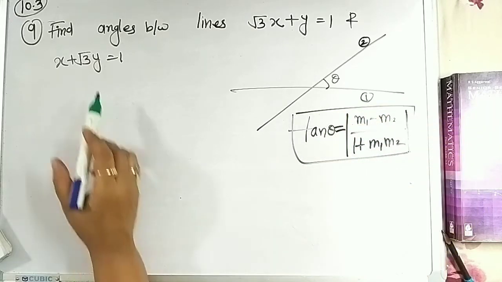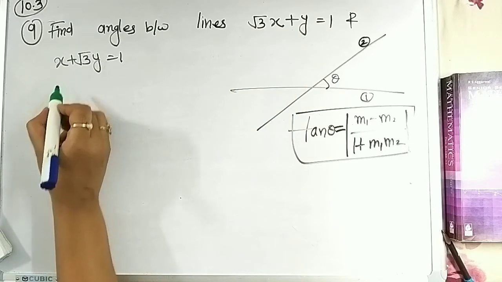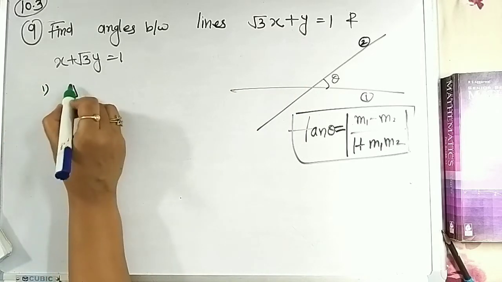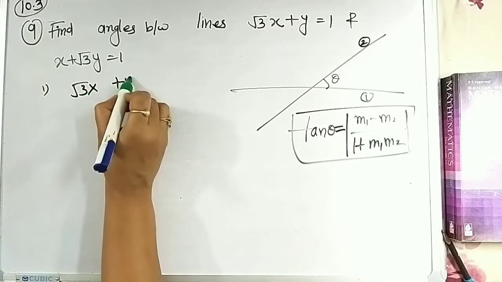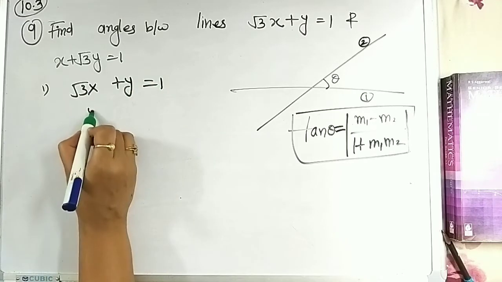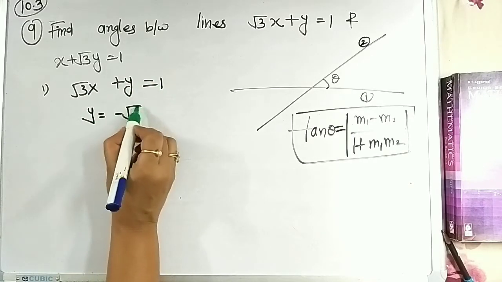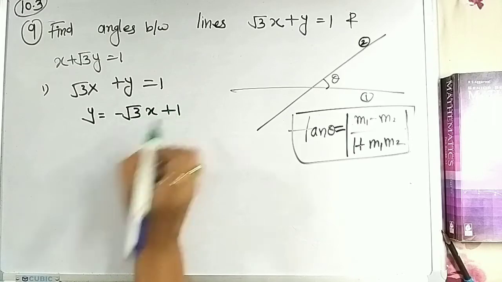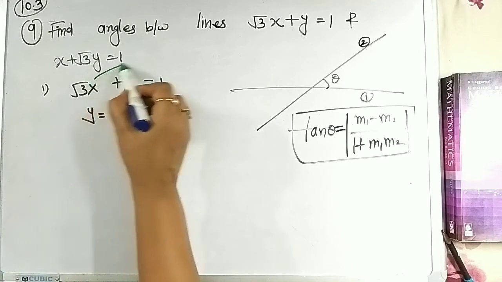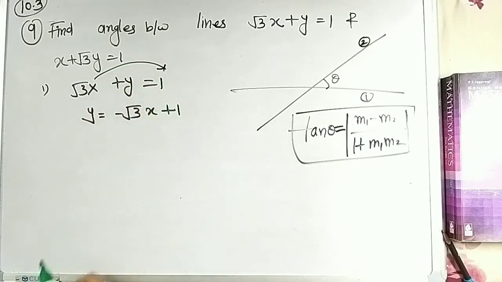Okay, so what is m1? Let me write the first equation. The first equation which is given is root 3x plus y is 1. So can I write it? y is equal to minus root 3x plus 1. I am just bringing it here, and 1 is there already.